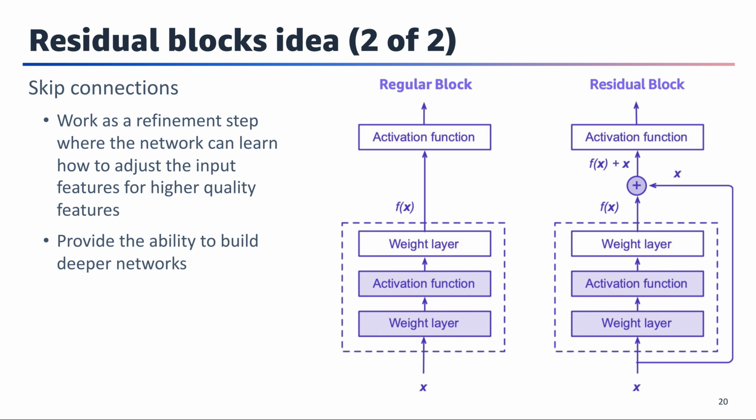The intuition behind this approach is that when a neural network learns to approximate a complex function, it might be easier to learn the residual function, the difference between the output and the input, rather than directly learning the underlying function itself. By using skip connections, the network can learn to adjust the input features for higher quality features, which can improve the overall performance of the network.